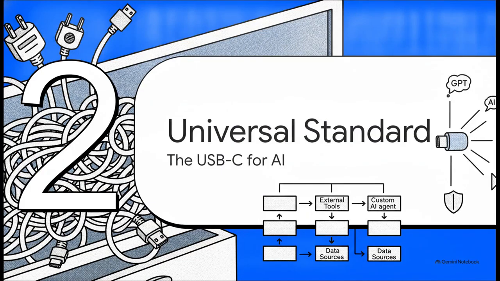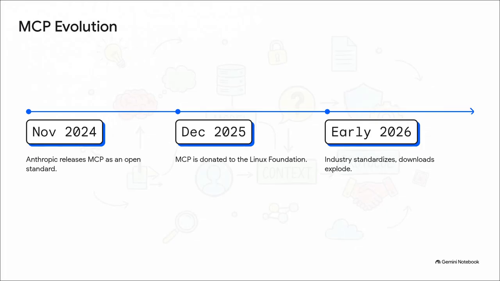Section 2, MCP, the Universal Standard, the USB-C for AI. Thankfully, MCP acts as the USB-C for AI. It gives us one common, open standard language for connecting models to external tools. You build your connector once, and any compatible app can use it with zero rewrites. And looking at its timeline, we can see exactly when this clicked for everyone.